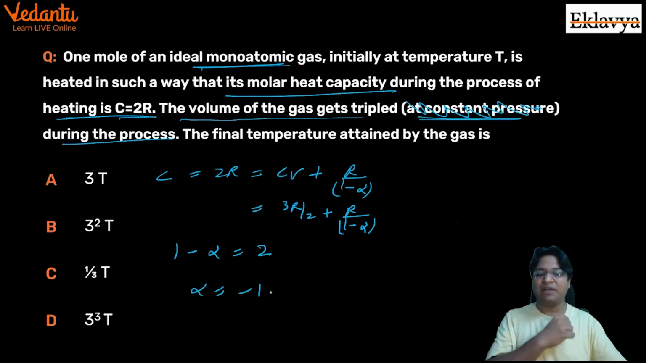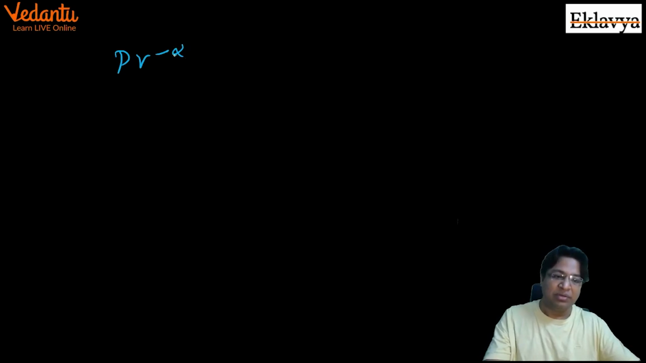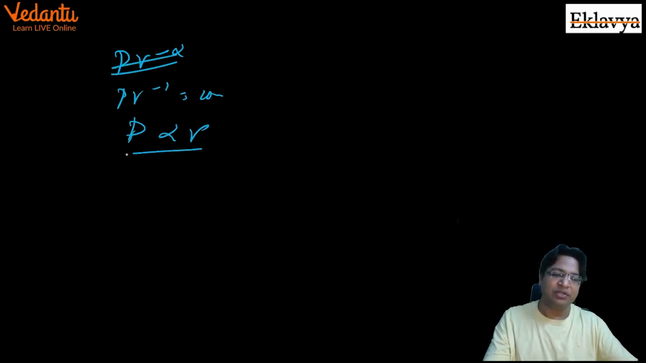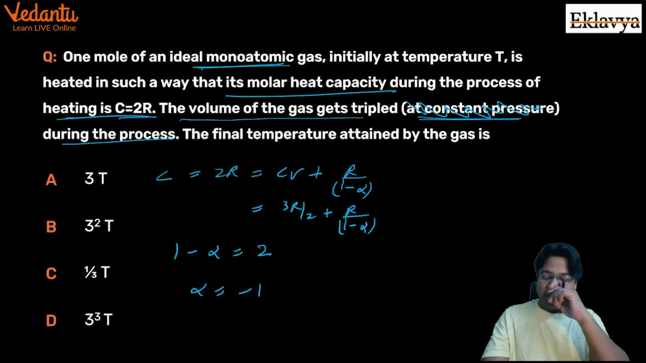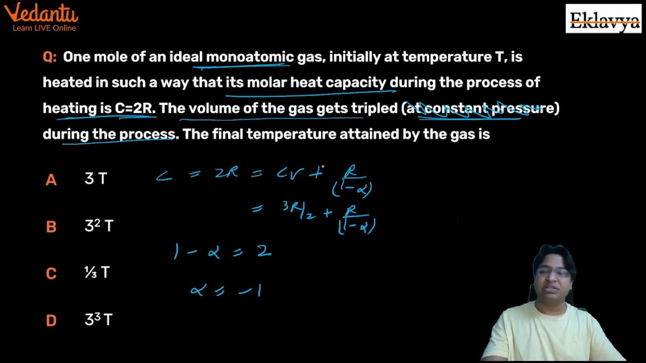Alpha comes out to be minus 1, which basically means that PV raised to power minus 1 is constant, or in other words, P is proportional to V. So that was the process. Now if the volume gets tripled, then the pressure also gets tripled, and if the pressure and volume both become triple, then the product PV becomes 9 times, and therefore the temperature will become 9 times. So from there we are getting option B.